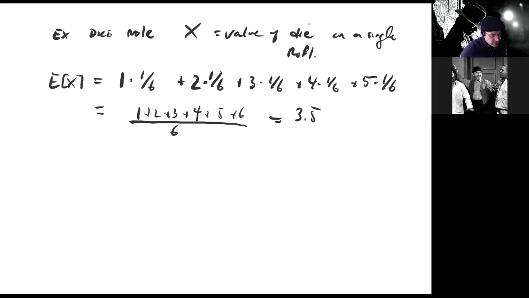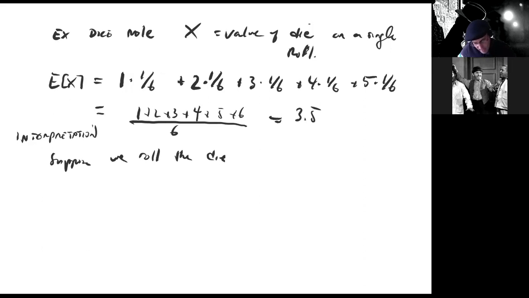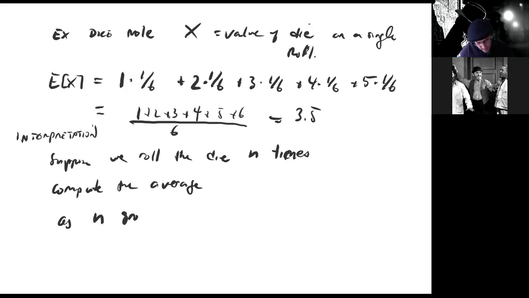How do we interpret this? This is an interpretation of this number. Suppose we roll the die n times, and then we compute the average of all the rolls over the n times. Then as n grows, this average tends to 3.5.